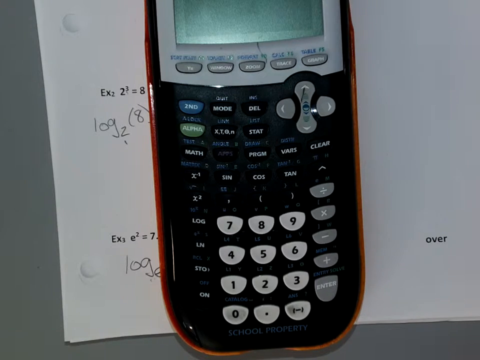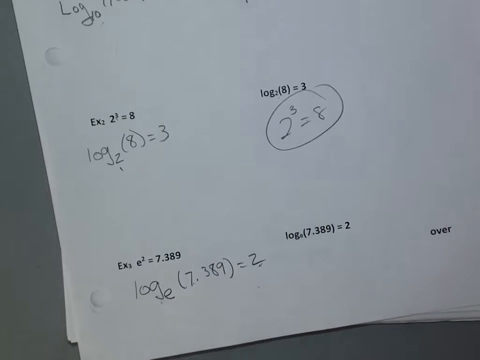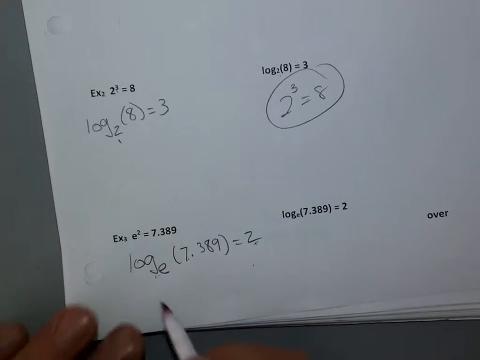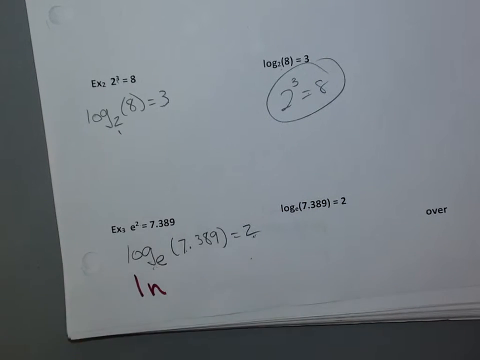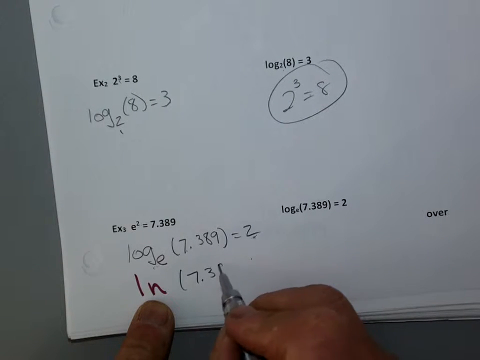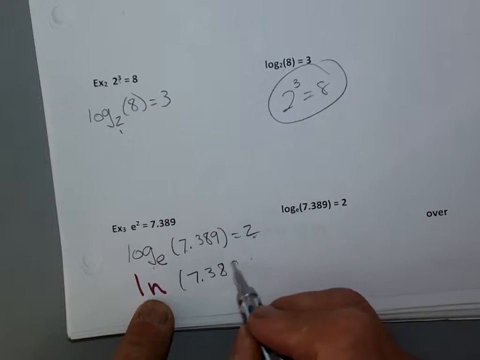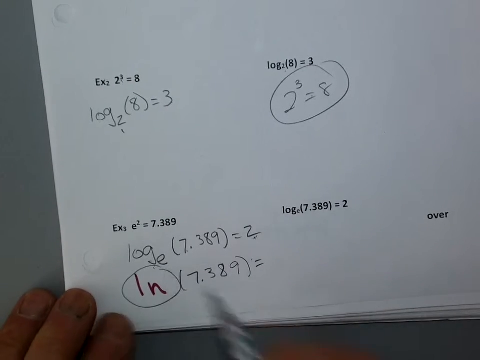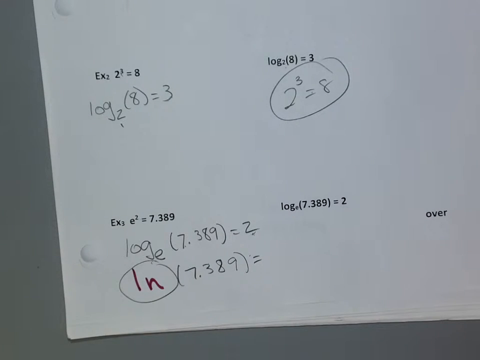So we will not write log base e. We'll write ln, because when you write ln of 7.389 equals 2, it means log base e. Once more: when you see ln, it means natural log. I know, ln, how is that natural log? It's the log that is natural.